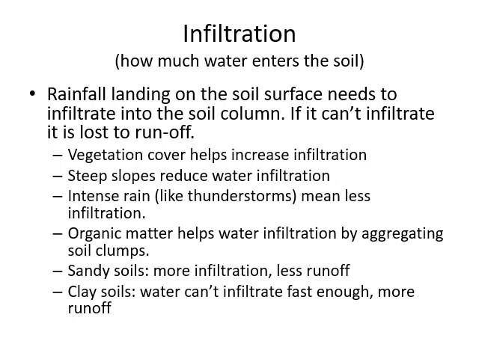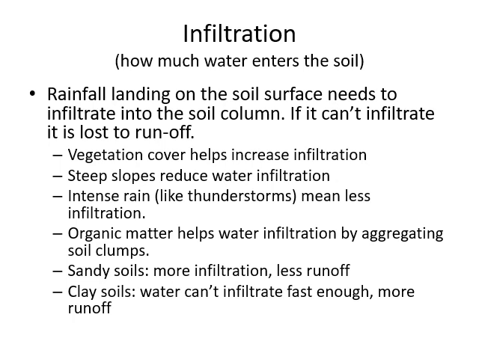Vegetation cover helps to increase infiltration because it slows down how hard the raindrop arrives, and the roots of the plants help make it easier for water to enter. Steep slopes reduce water infiltration, of course, because water runs off a steep slope more than it would run off a flat slope. Intense rain like thunderstorms means less infiltration because the soil pore volume at the surface gets saturated and then what's left can't infiltrate and it has to run off.